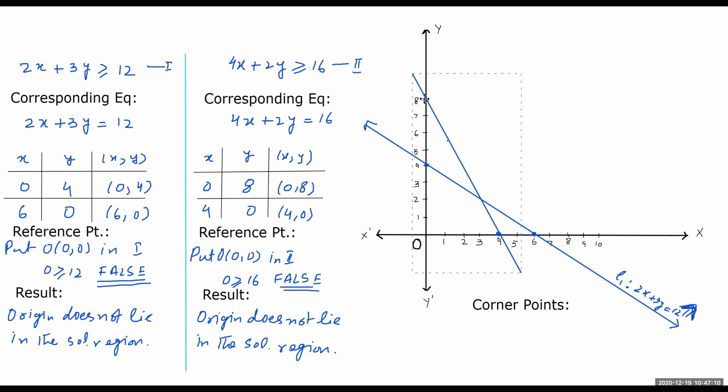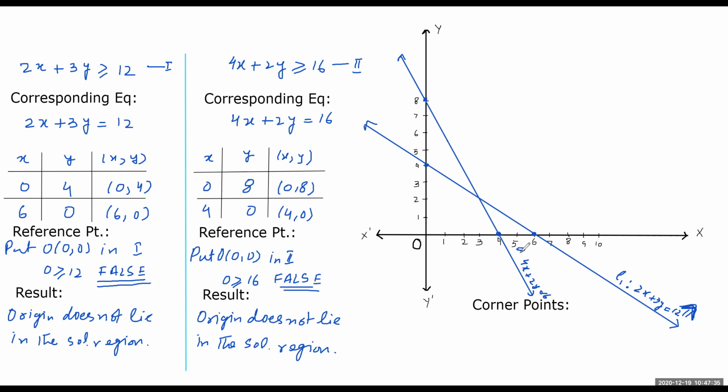Extend it on this side. It is not extending. Let me do it again. Extend it on this side. Put arrowheads on it, this and this. Write the equation of the line, which is 4x plus 2y equals 16.